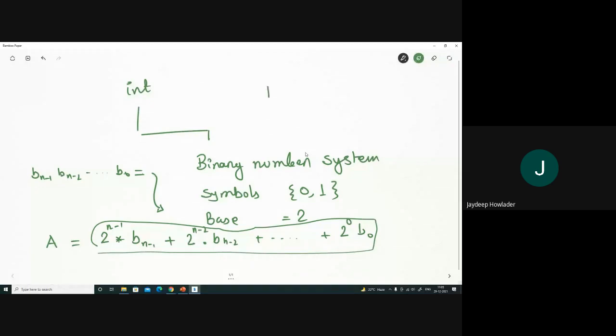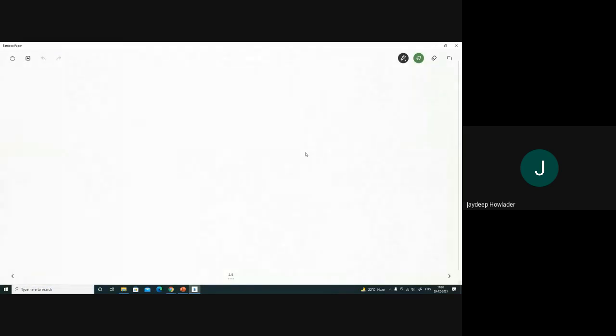Actually, if the number is 1011 in binary form, then its numerical value is computed as follows. This is a 4-bit number, so we start with 2 to the power 3 into 1, plus 2 to the power 2 into 0, plus 2 to the power 1 into 1, plus 2 to the power 0 into 1. So this stands for 2 to the power 3, and this stands for 2 to the power 0. And your computer will represent the number in this form.